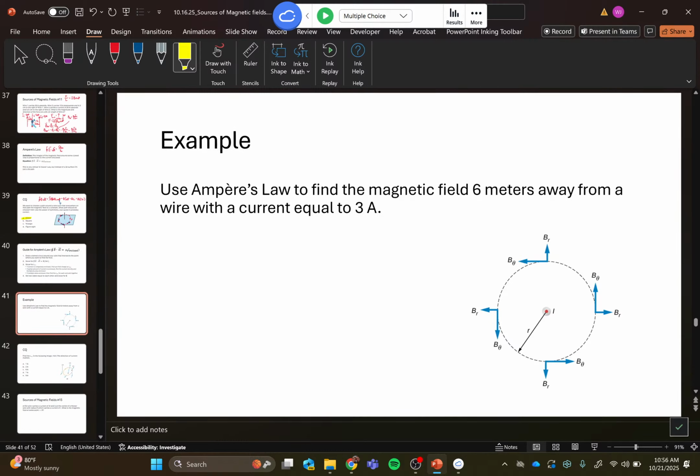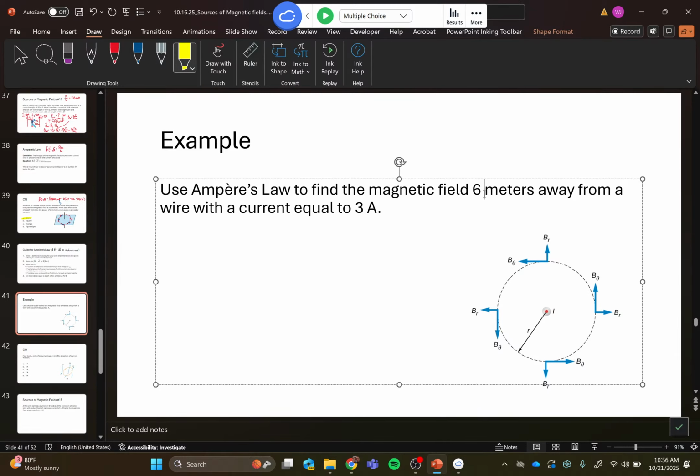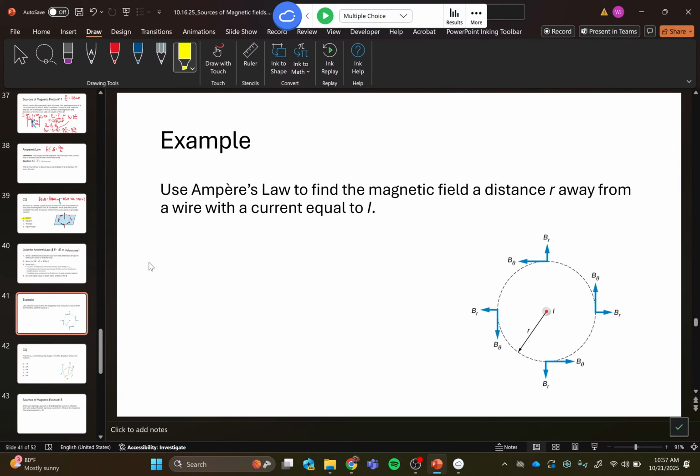All right. So we're going to do Ampere's law to find the magnetic field due to an infinite wire. We're going to actually derive it. In fact, I'm going to change all this purely to variables. I'm not going to put numbers in here. Use Ampere's law to find the magnetic field a distance r away from a wire with a current equal to I. Previously, to derive the equation for an infinite wire, we had to do an integration, and it was unpleasant. This is going to be so easy.